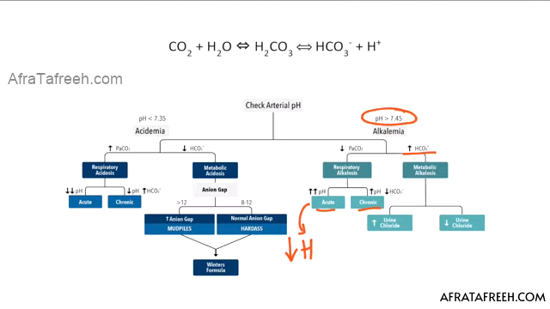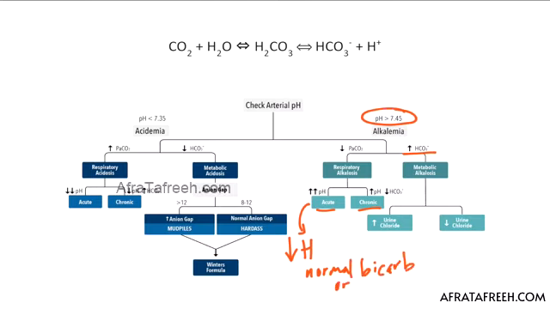Likewise, the bicarbonate concentration in an acute respiratory alkalosis will be normal. So normal bicarb. It could also be slightly decreased. And this is because renal compensation has not yet occurred.